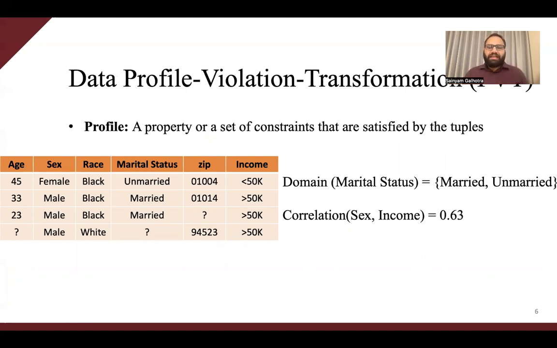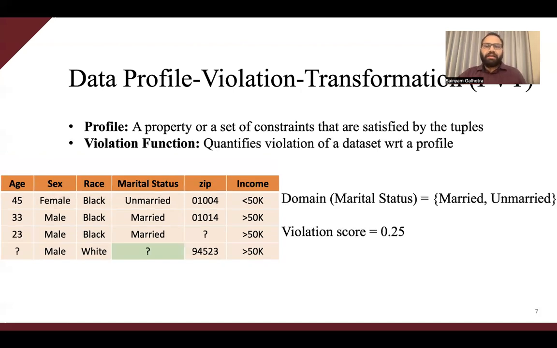First, a profile is a data property which is satisfied by the tuples. For example, given this data set, the domain profile of marital status is the set married and unmarried. Similarly, correlation data profile of sex and income shows the correlation of columns is 0.63.